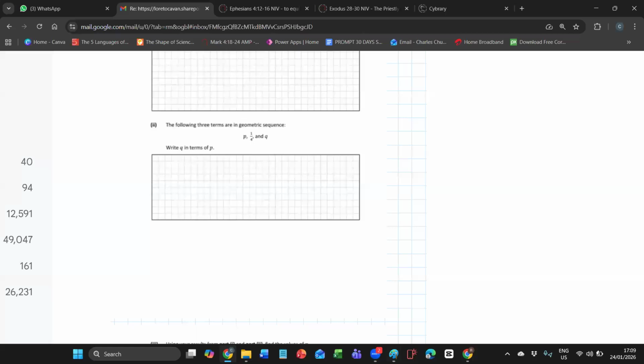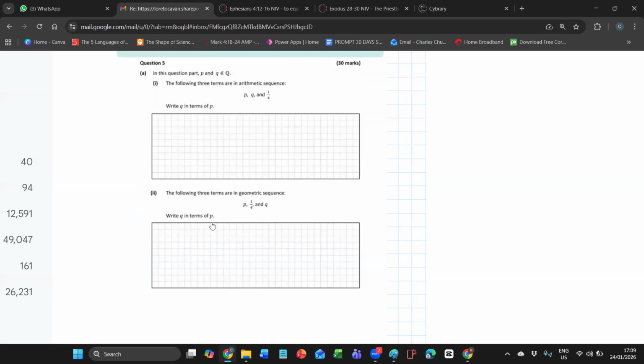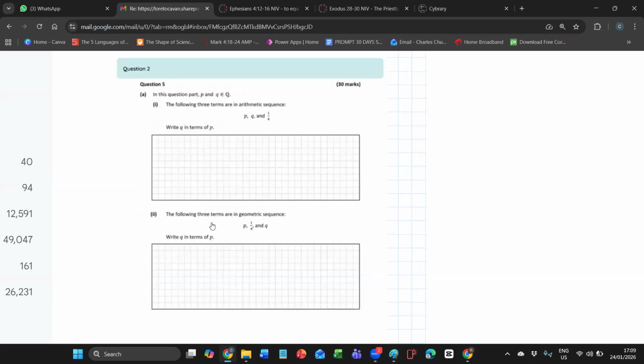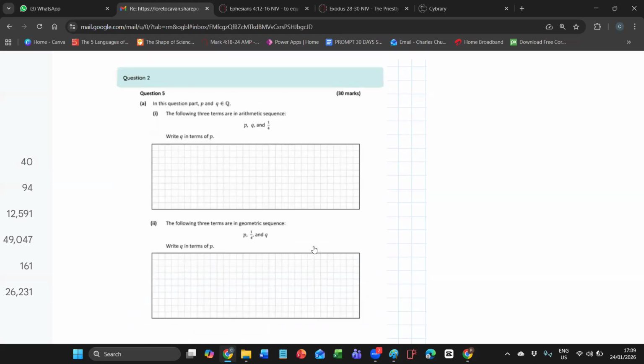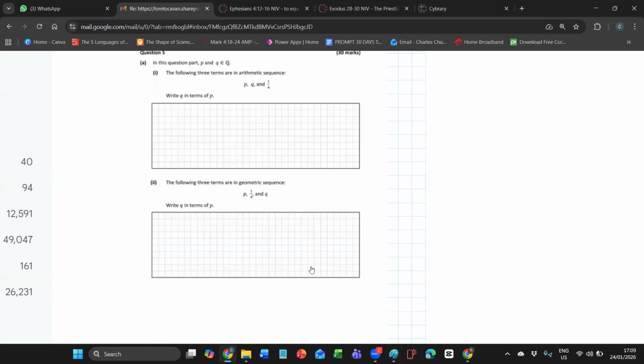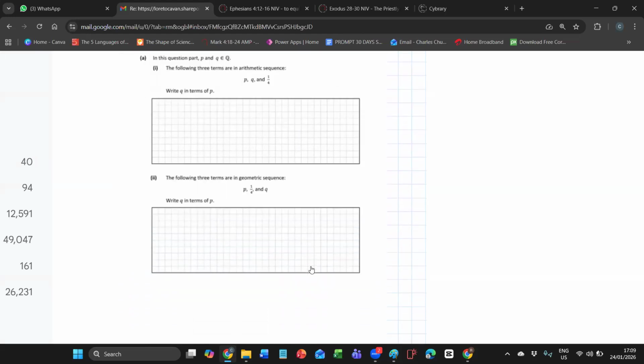Okay, so let's go to the next question. What does the next question say? I think it's still following that guy. It's the same question, 1 and 2. This is the second part. So it says the following: the following three terms are in geometric sequence. Write Q in terms of P. It's the same thing, but differently placed. So this time 1/4 is the second term.